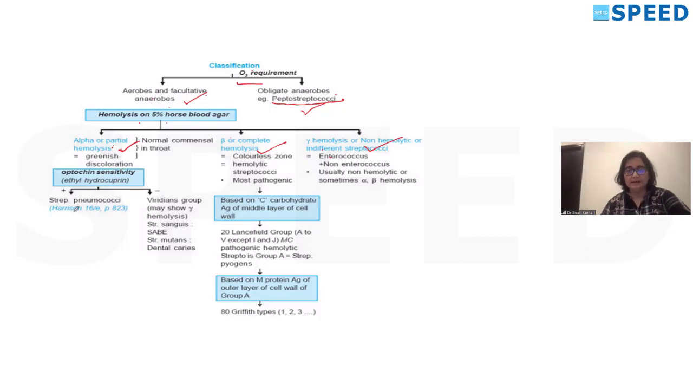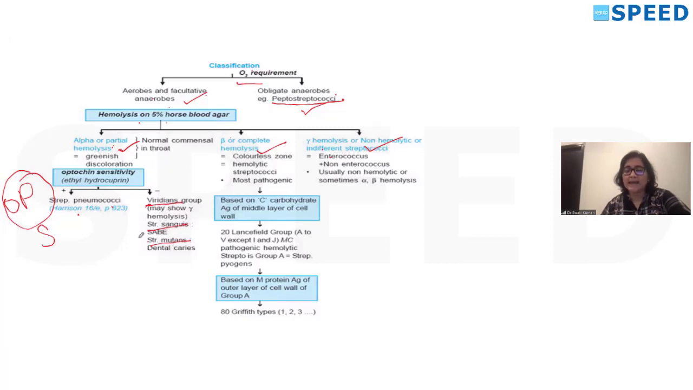Now, if you see alpha hemolysis, you will check for optochin sensitivity, the OP disc. If it's sensitive, it's Streptococcus pneumoniae. If it's resistant, it will be viridans, sanguis or Streptococcus mutans. So these are alpha hemolytic Streptococcus, but optochin resistant. Sensitive is pneumoniae, resistant is viridans, sanguis or mutans.